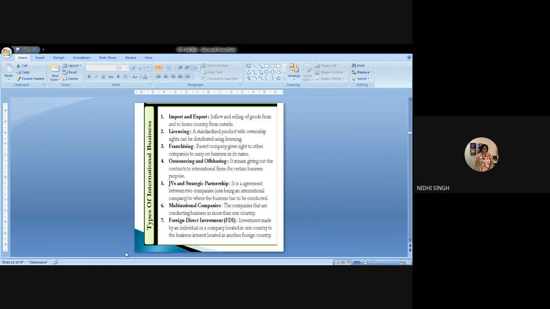Multinational companies are those conducting business in more than one country. And FDI is investment made by an individual or a company located in one country in business interests located in another foreign country. FDI, obviously, is business interest, looking over the sources available in the other country, then only the other company pursues FDI.